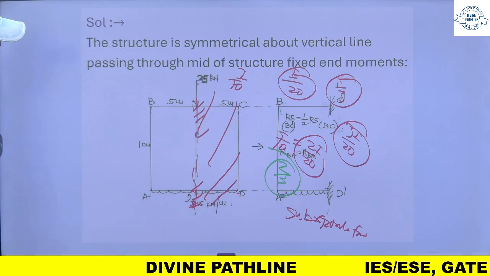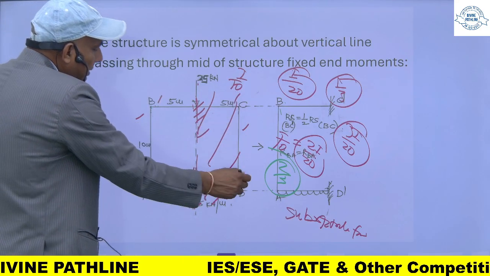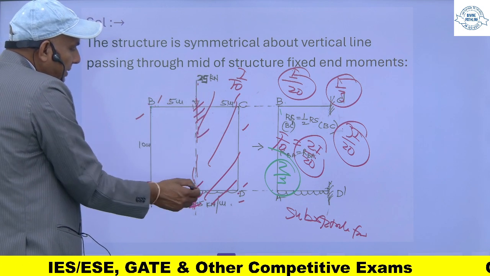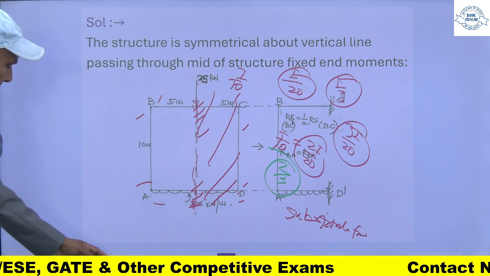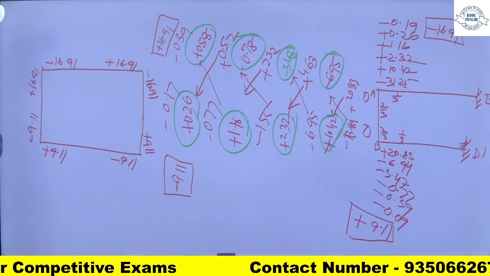Since this member is not symmetric, there is a point load and there is a UDL, so this moment will be different.